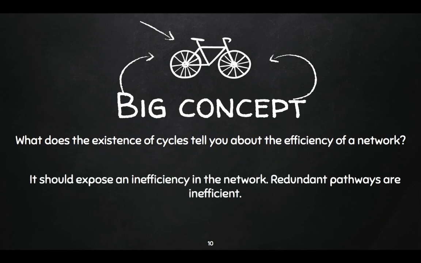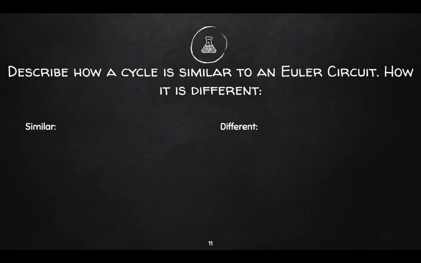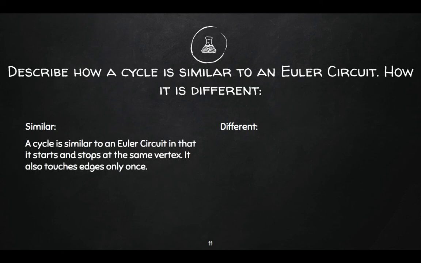It exposes an inefficiency of the network. Redundant pathways are inefficient. I'll just explain that in the last set of questions. Now let's describe how cycles are similar to an Euler circuit and how is it different. Okay, similar. A cycle is similar to an Euler circuit in that it starts and stops at the same vertex. It also touches edges only once.